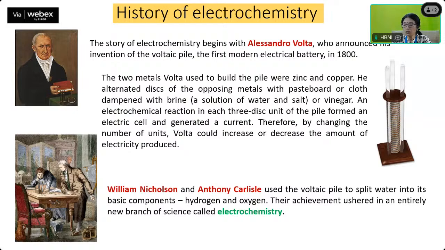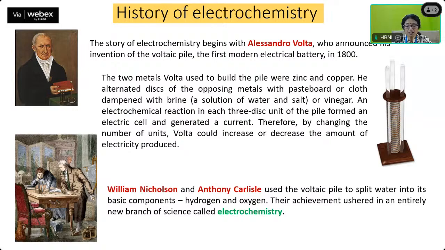So how did Volta do it? You can see it right there on the right-hand side. The two metals which Volta used to build the pile were zinc and copper, with alternated discs of the opposing metals separated by pasteboard or cloth dampened with brine, which is a solution of water and salt, or vinegar. An electrochemical reaction occurred in each three-disc unit of the pile, and it formed an electric cell and generated a current. So by changing the number of units, Volta could decrease or increase the amount of electricity produced. This was the first recorded instance of electricity being generated using a chemical reaction.